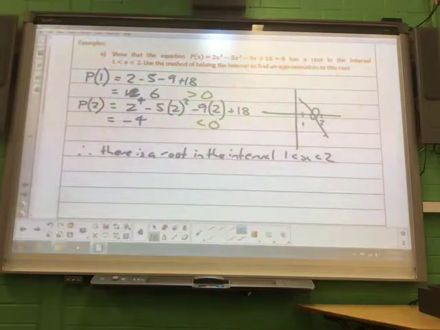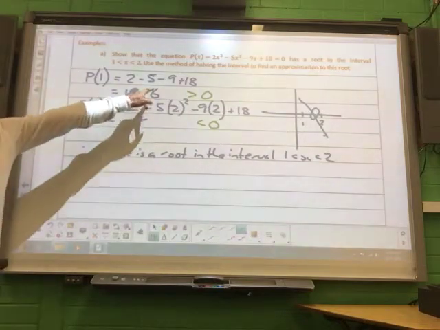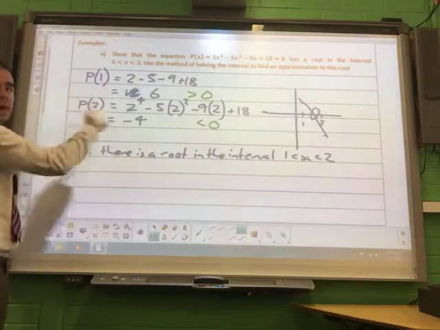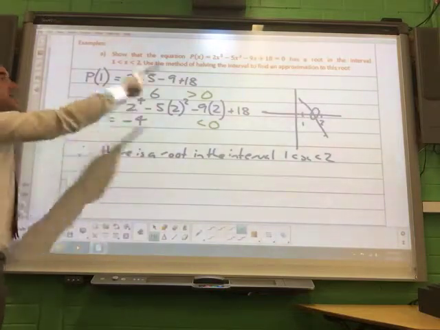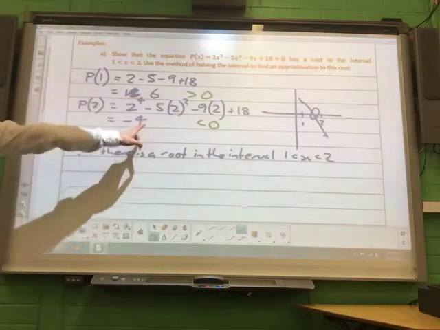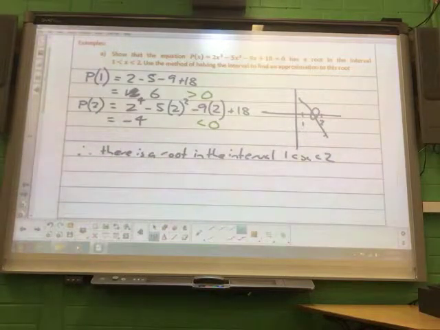Okay, so I know there's a root there. Now, just because this is negative 4 and this is 6 doesn't mean that the root is going to be closer to this absolute value distance as opposed to that absolute value distance. It depends on the whole shape of your polynomial. So it might be steeper at this point here, for example, and not so steep here. That will change where the point cuts the x-axis.